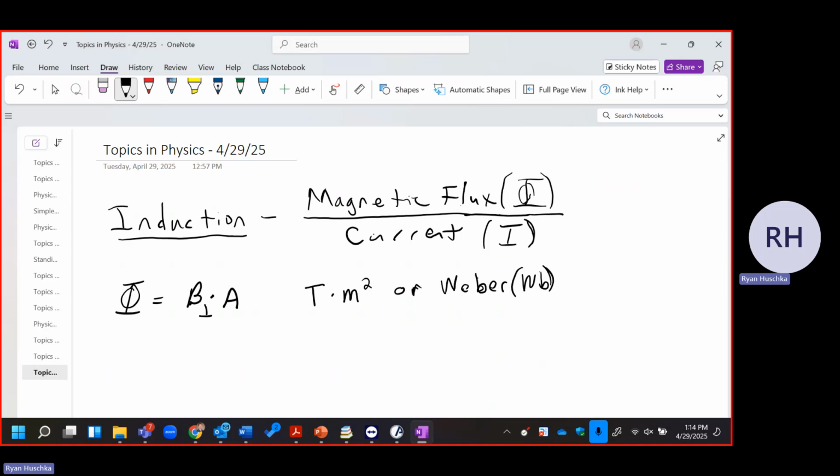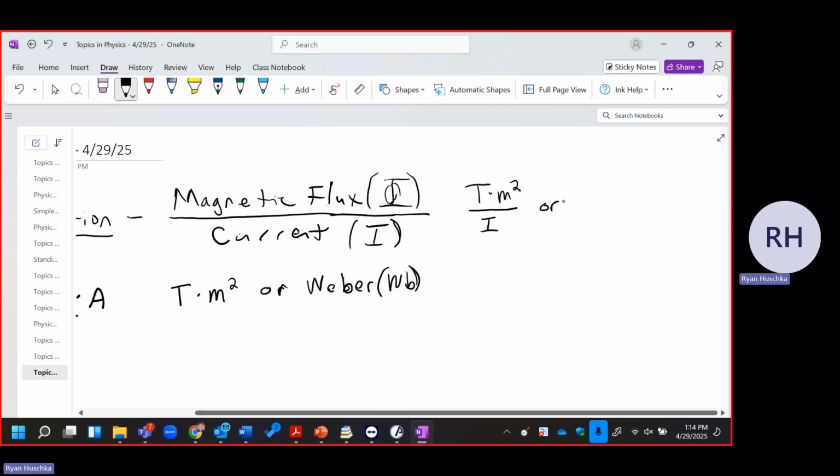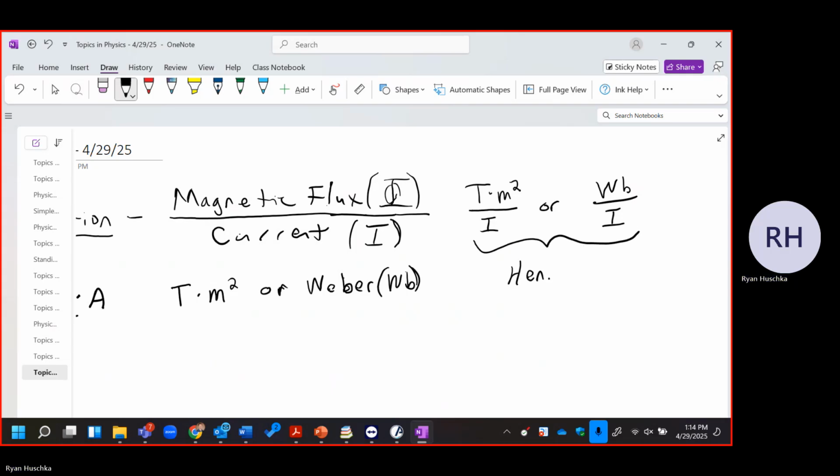So if we looked at our units for induction over here to the right, we could do two things. We could do either a Tesla times a meter squared over I, or if we want to use the value of magnetic flux, we could say a Weber divided by I. And another way you can think of inductance would be to call that a Henry. And we'll do that with a capital H.